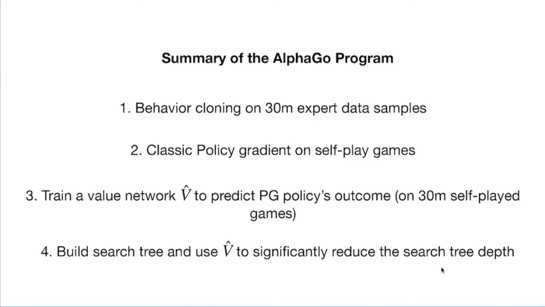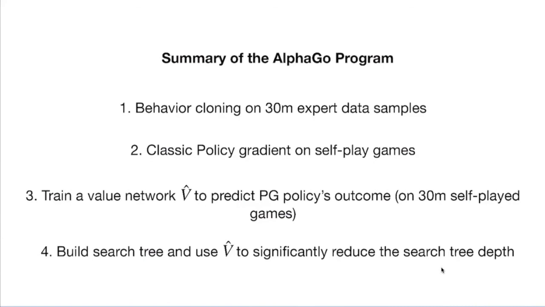And the last step is to use the pre-trained policy and the pre-trained value network together with a search tree to further improve the performance of your strategy. So your strategy at the end of the day is a combination of a partial search tree, a value network, and a policy. That really makes the program strong enough to beat these human champions.